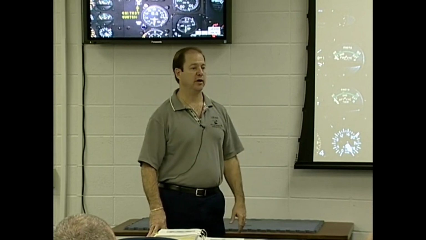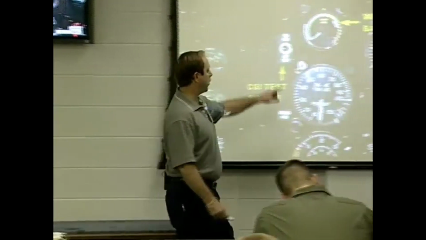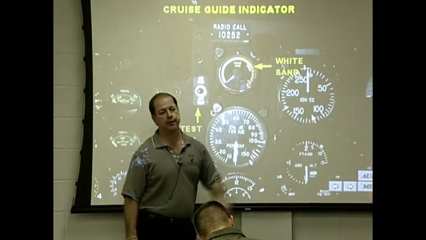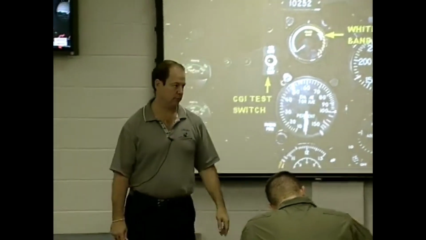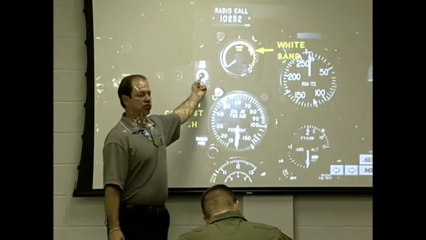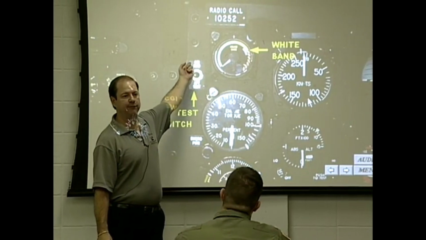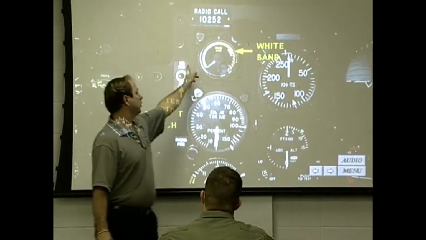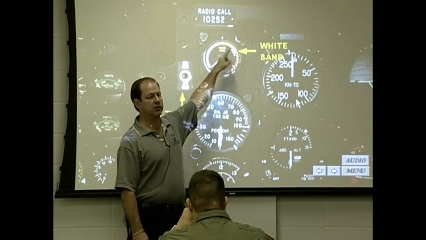You have a switch right here. If you select the forward indicating system, you're looking for the needle to go into the white band. As long as it goes into the white band, you're okay. You let go of it, it's going to come out immediately. You go back to the aft, you're looking for the needle to come back into the white band.